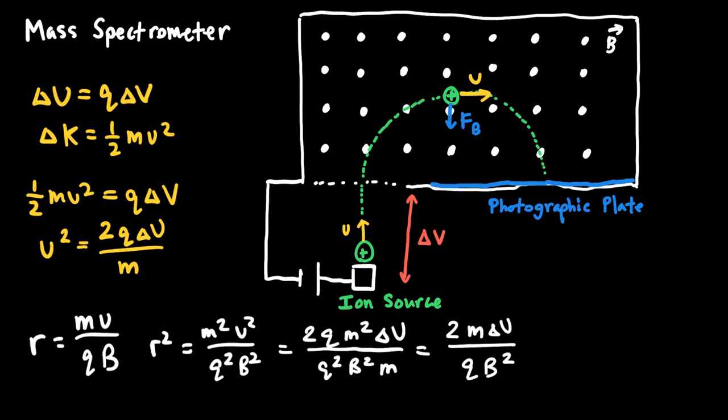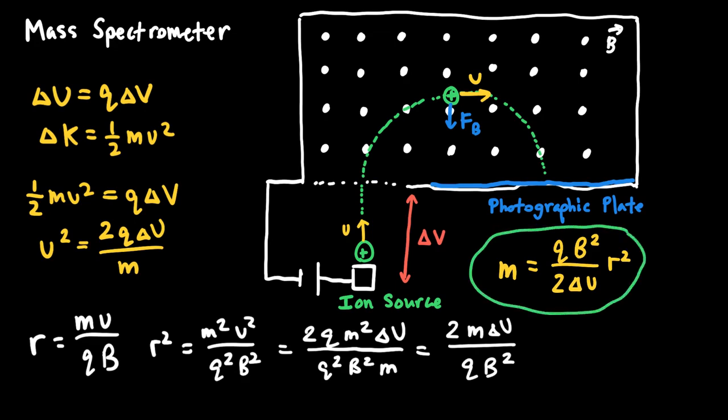So now if I take this and rearrange it for m, which is ultimately the thing that this device is supposed to be able to tell us, the mass of this charged particle is given by q times B squared divided by 2 delta V, times r squared. Right? R squared was what that quantity down below in white was equal to. And so this is my expression for the mass of the particle in terms of other quantities which we should be able to know.